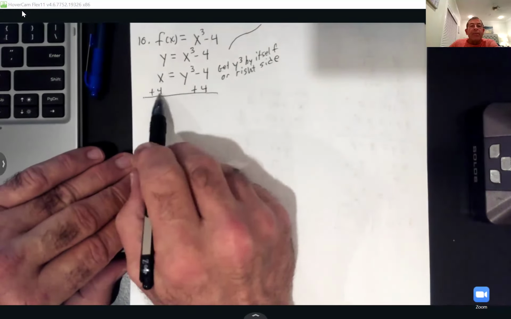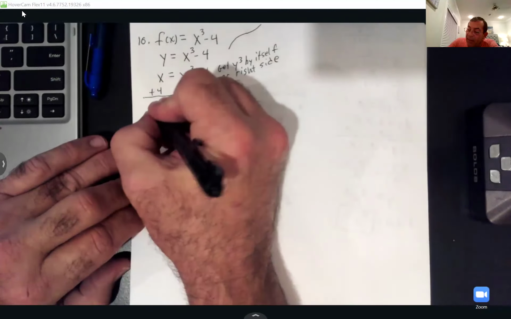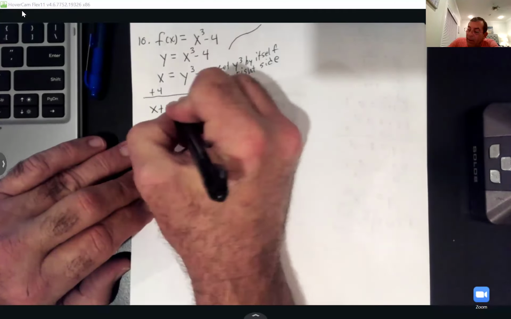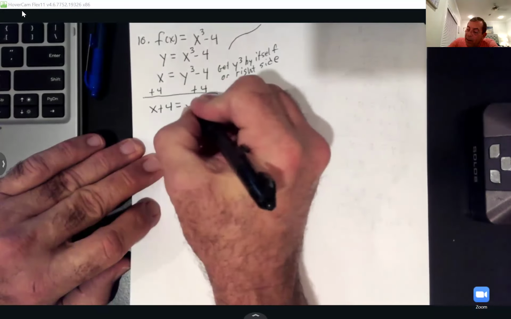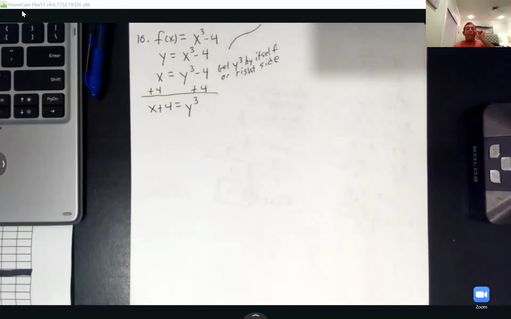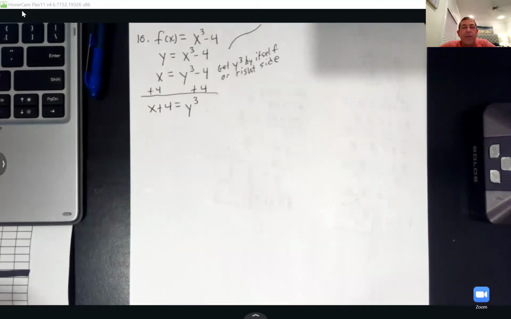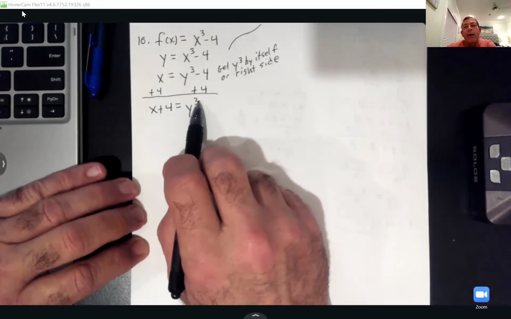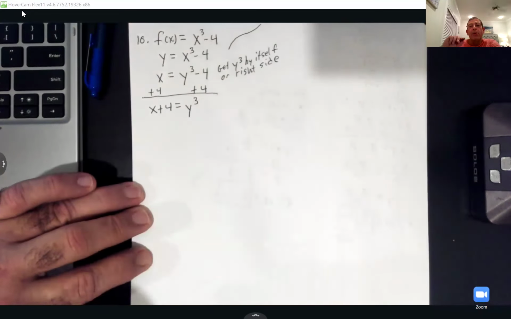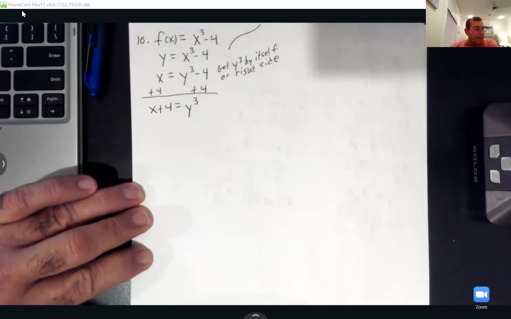So this gives me x plus 4. Can't do nothing with that. But over here, the 4's cancel, and all that's left is my y to the third. So y'all, here's the question. How can I turn a y to the third into a y?